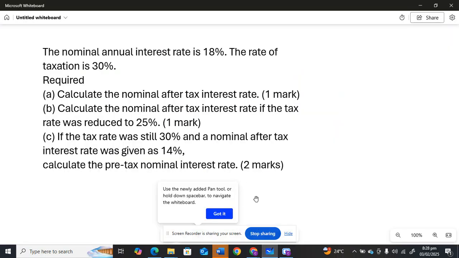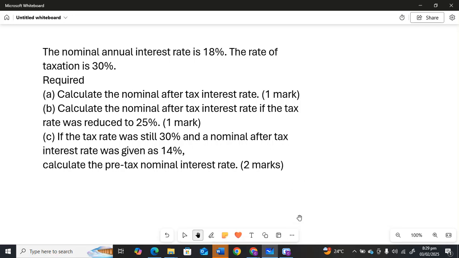All right, so we have the question here. It says the nominal annual interest rate is 18%. The rate of taxation is 30%. Required, part A, calculate the nominal after tax interest rate. So basically, this is your interest rate after you've made an adjustment for tax.